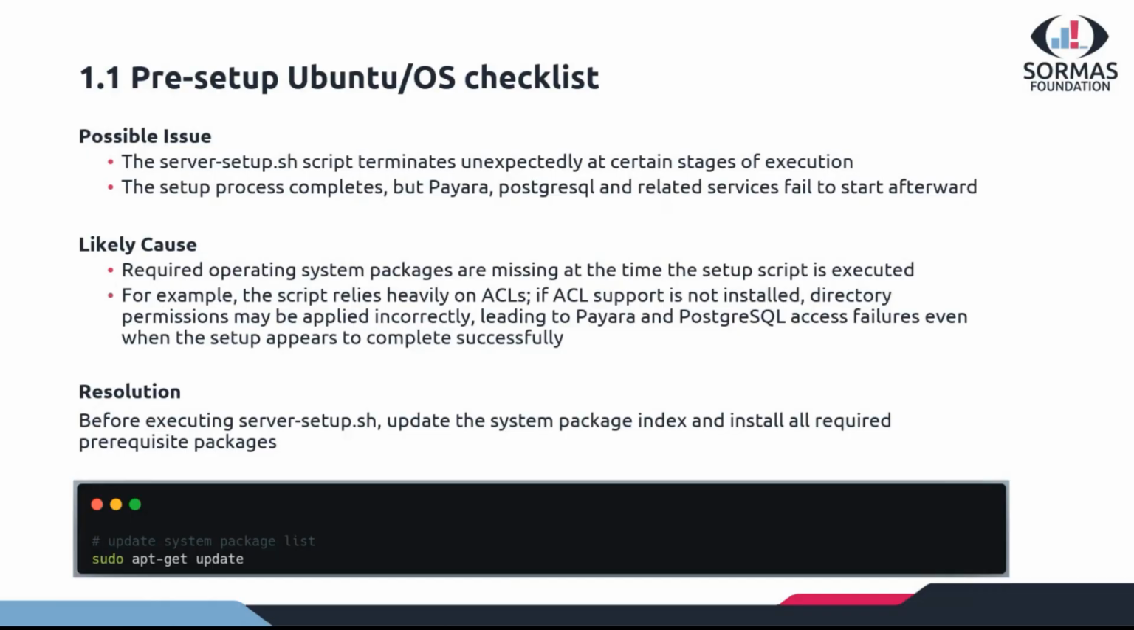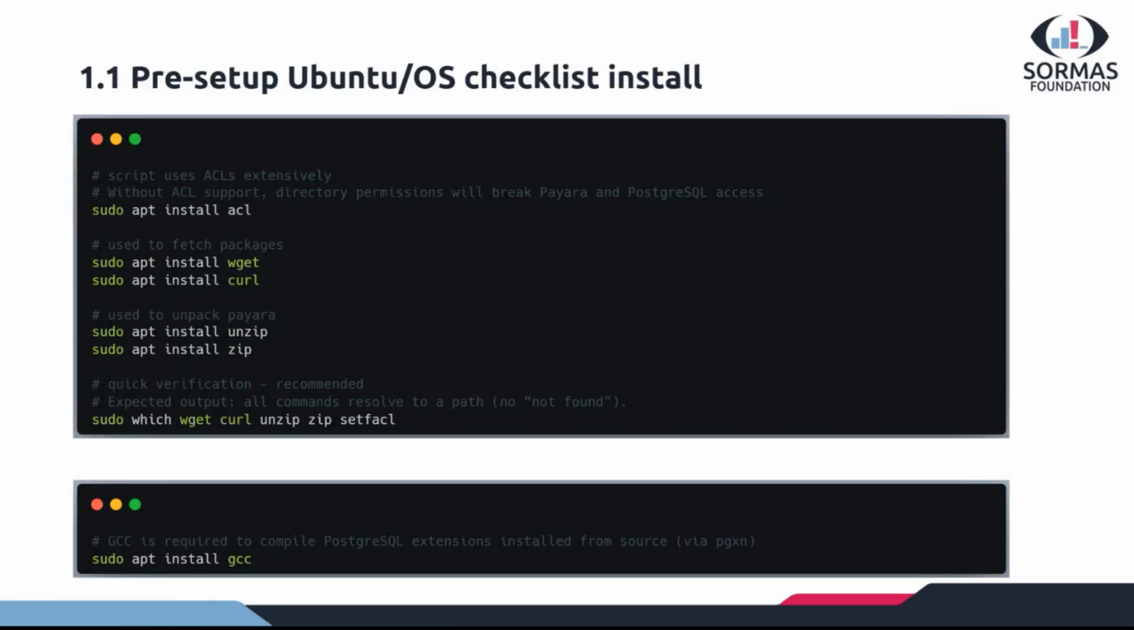So the best thing to do in this situation is to first update the server's system package list using apt-get update. And remember, you have to run these commands as a root user or a user with sudo privileges. Then the next package to install is ACL. So you have the command there, apt install acl.